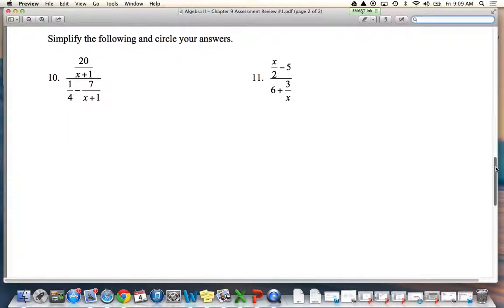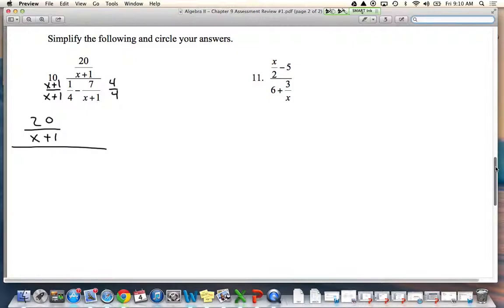Now complex fractions. All right, complex fractions. This top is okay, so I'm going to leave that alone. The bottom I have some problems with, just like last time. I need a common denominator. The common denominator is both of these put together. So this side is missing a 4, and this side over here, unfortunately, is missing an x plus 1. Okay, so the top's fine. Leave the top alone. 20 over x plus 1.